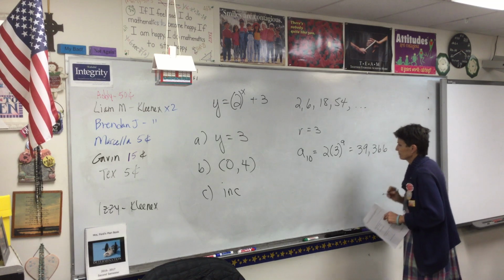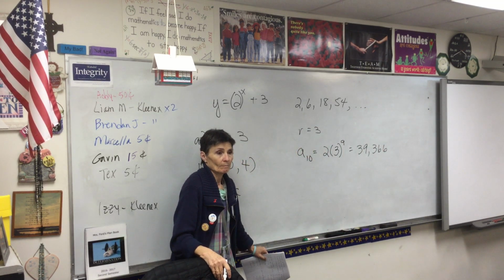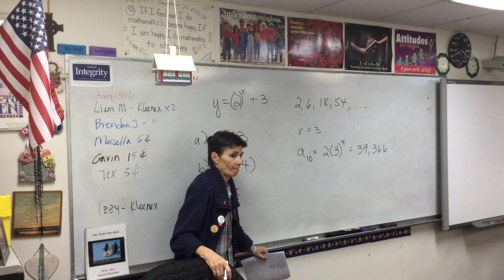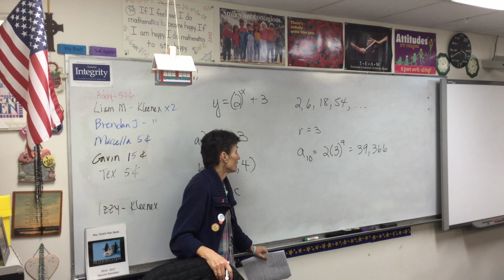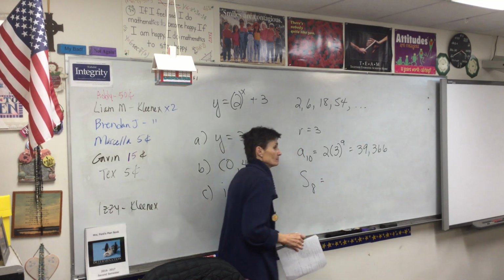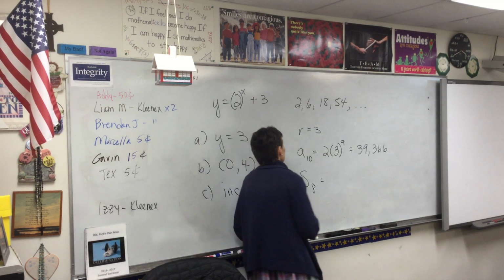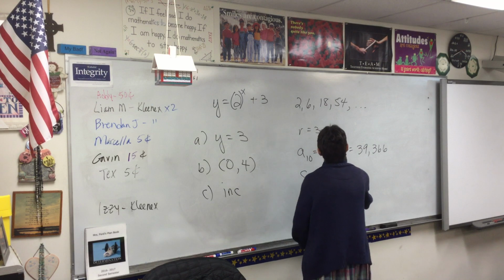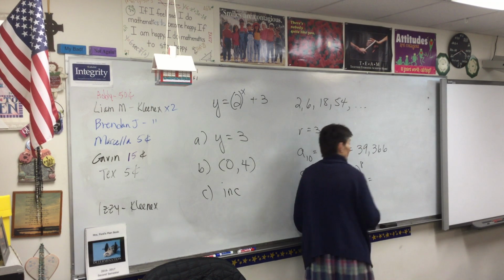366, you say? Yeah. All right, I'm taking Mamuna's word for it. That's 1,200. Is that right? Yeah. Okay. And then you want to find the sum of 8 terms. You got a formula for it. So that's going to be the first term minus the first term times the ratio to the 8 over 1 minus the ratio.